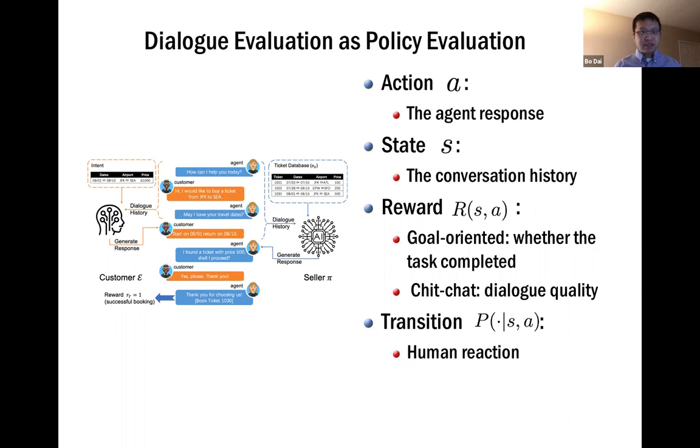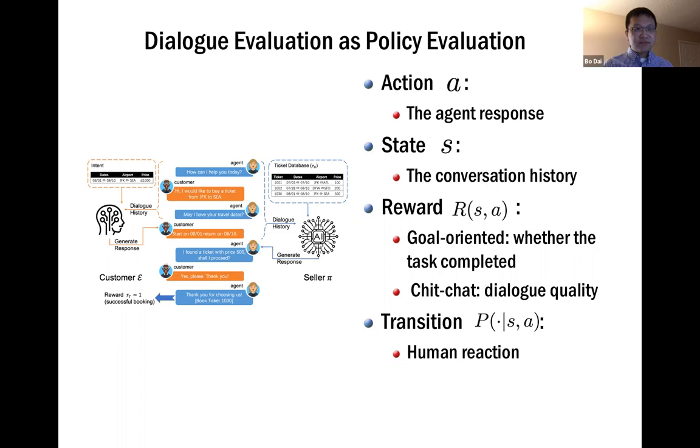So the right-hand side is the air ticket booking agent, and the left-hand side is the customer. And the customer actually interacts with the agent to finish a task, which is trying to find a ticket such that it satisfies the customer's requirement.